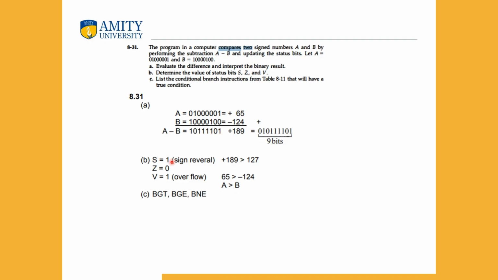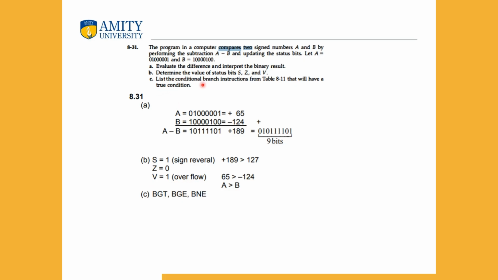S equals 1 because of the sign reversal. This will happen because a bigger number is being subtracted from a smaller number, hence there is a sign reversal. And then Z is 0 because we have ones in the output, and V is overflow. Overflow lets us know about the differences in the bits due to the overflow. You can understand more about these conditions in the PPT where we've studied about it.